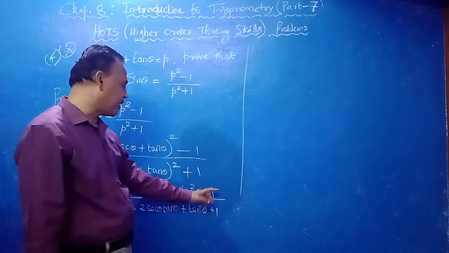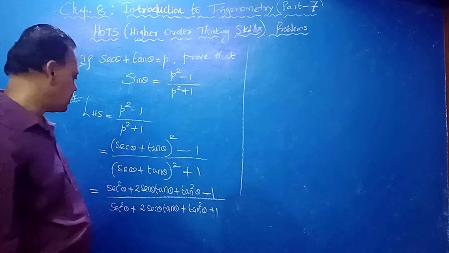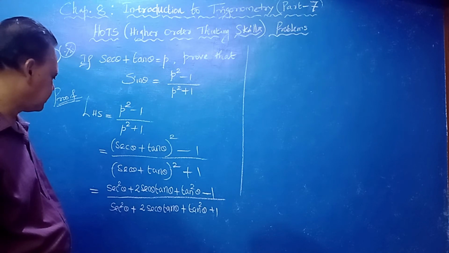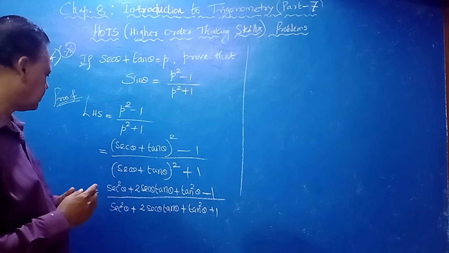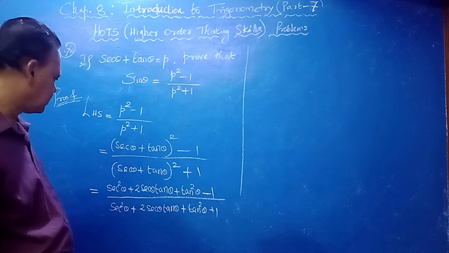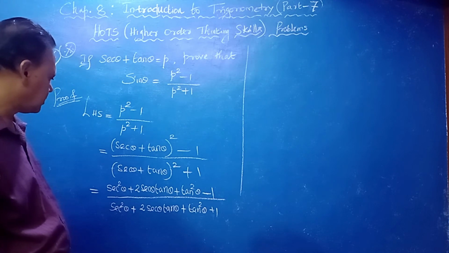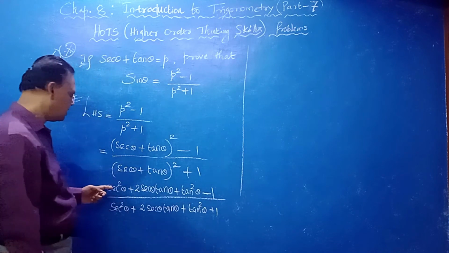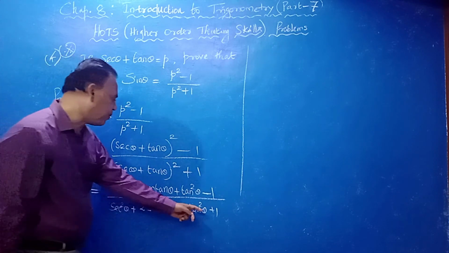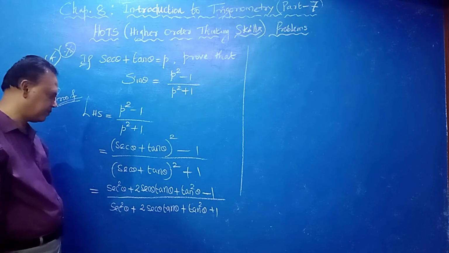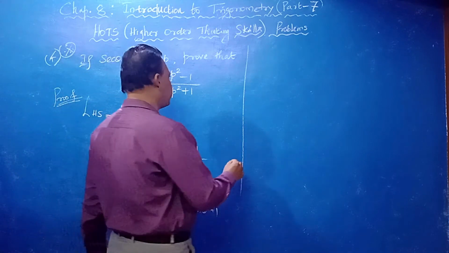Here you see, tan square theta minus 1 is, you know, minus secant square theta. Yes, in the numerator, secant square theta minus 1 is tan square theta. Okay, 1 plus tan square theta is secant square theta. So you have to apply correctly. Okay, so you write secant square theta minus 1. Group it first.